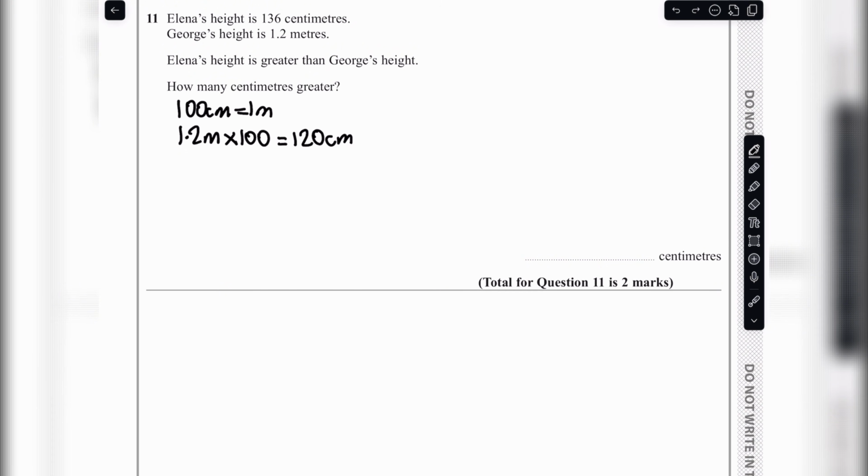And the final step is to subtract this value from Elena's height. So 136 centimeters minus 120 centimeters gives us a final answer of 16 centimeters. So your final answer is 16 centimeters.